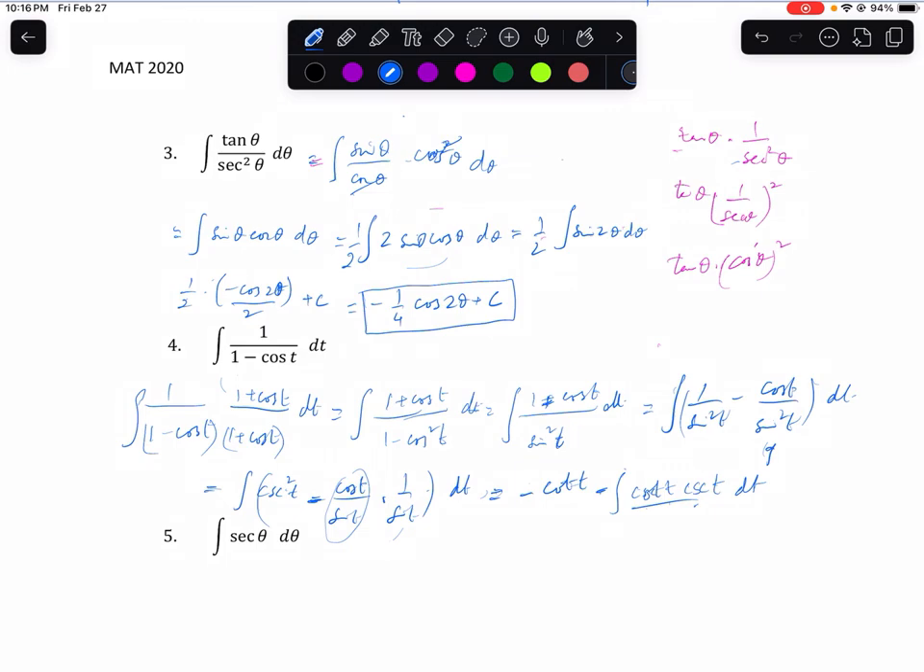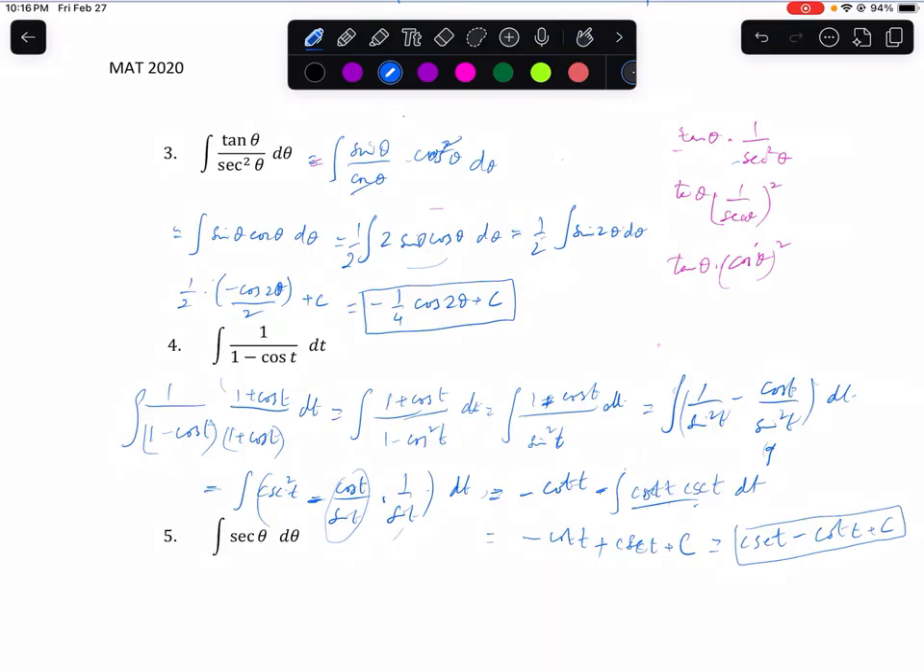So the entire integral of this quantity will be negative cotangent t plus cosecant t plus c, or cosecant t minus cotangent t plus c, that will be the answer.